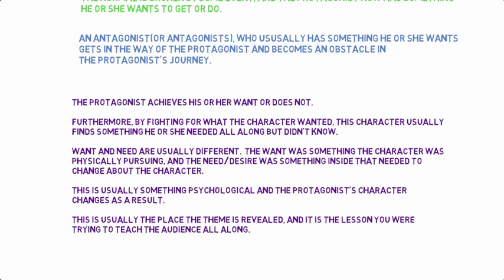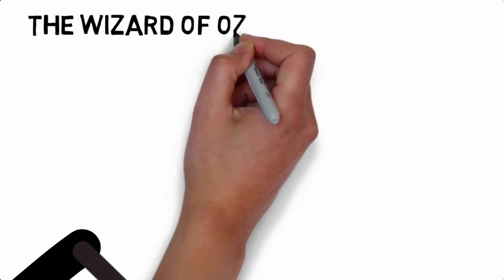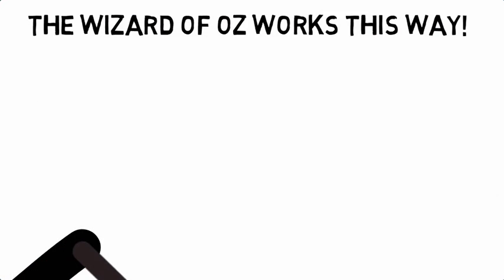The want was something the character was physically pursuing, and the need, or desire, was something inside that needed to change about the character. This is usually something psychological, and the protagonist character changes as a result. This is usually the place the theme is revealed, and it is the lesson you were trying to teach the audience all along. So, The Wizard of Oz works this way.